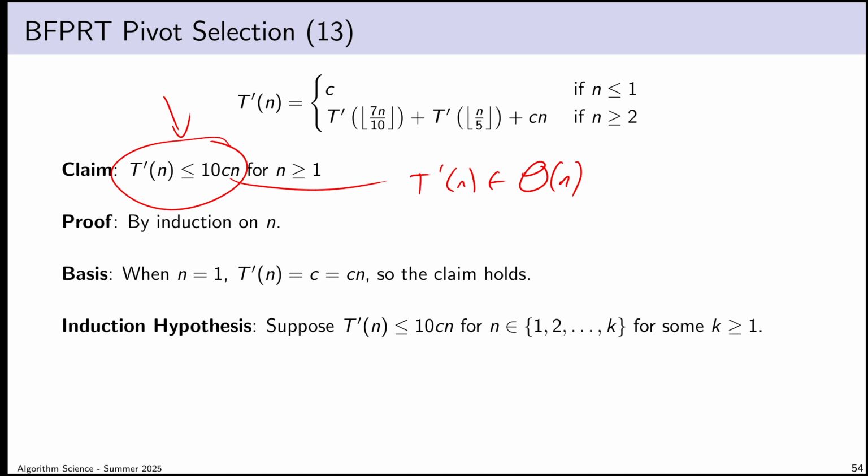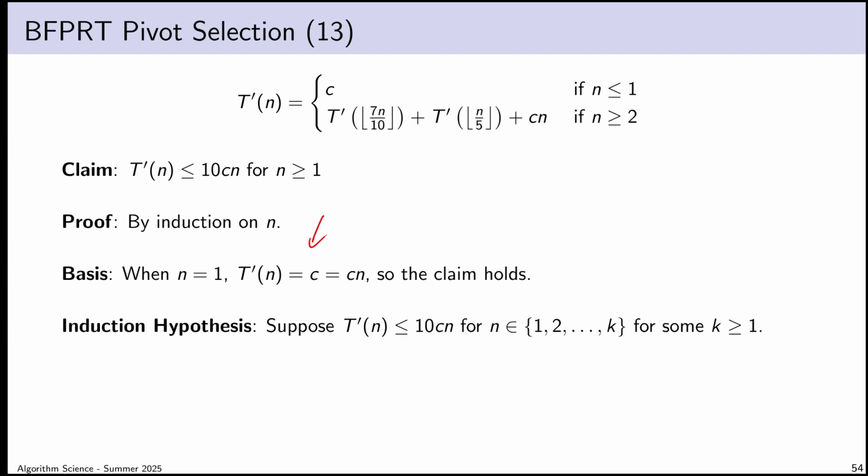My proof is going to be by induction on n, and it's going to be frankly pretty straightforward. So when n is equal to 1, well then T prime is just equal to c, and n is equal to 1, so that equals cn.